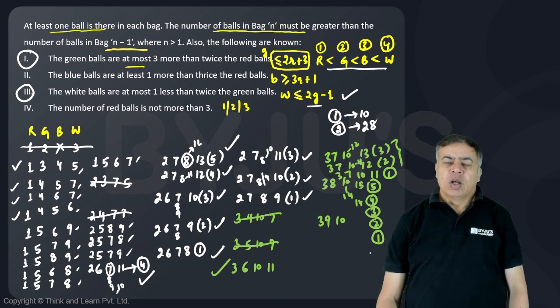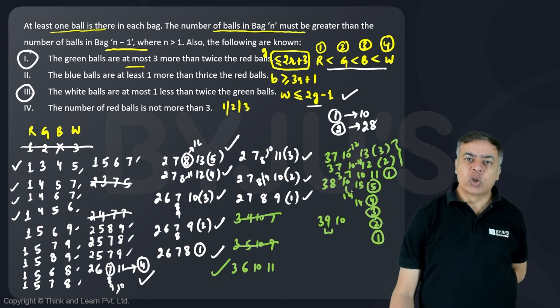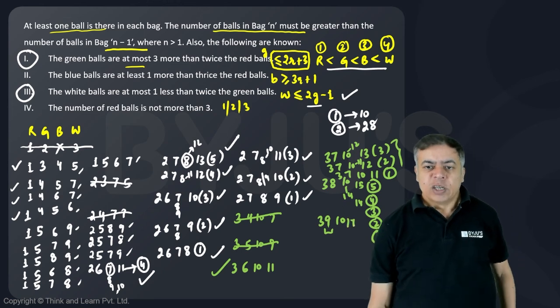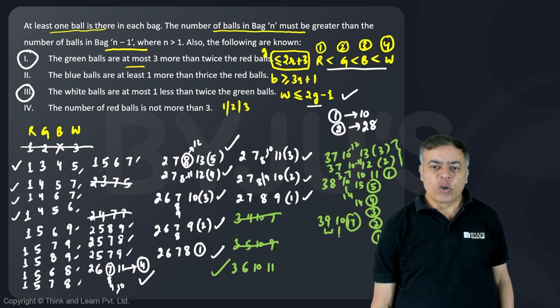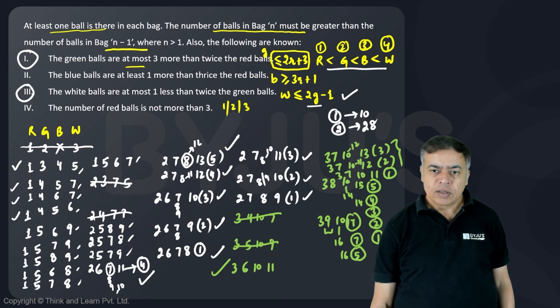Similarly, when you go for green equal to 9, white can be 9 into 2, 18 minus 1, 17. In case of 17, blue can go from 10 to 16, which will be 7 values. If you take 16, it will become 10 to 15, so the value will be 6. So 7, 6, 5, 4, 3, 2, 1. It will be like this.